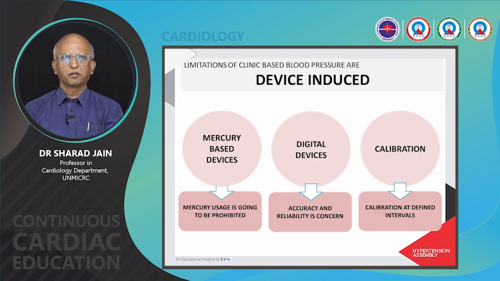So, limitations of clinical blood pressure measurement are device induced. Mercury based devices: mercury usage is going to be prohibited because of its toxic reactions, so it is slowly going to be replaced. Then the digital devices, where accuracy and reliability are a concern. Then the calibration, which is required; many a time we see that calibration is not done for even 5 years, 10 years. So, calibration at different intervals is very important.